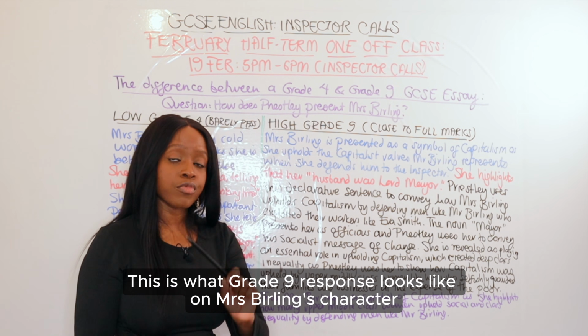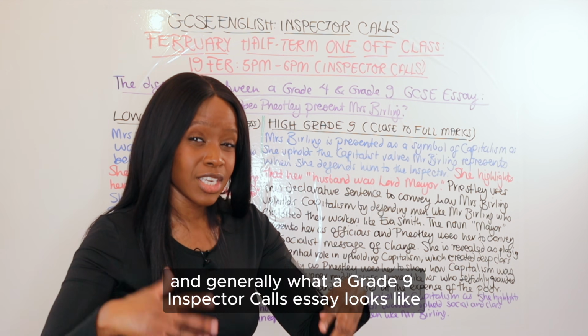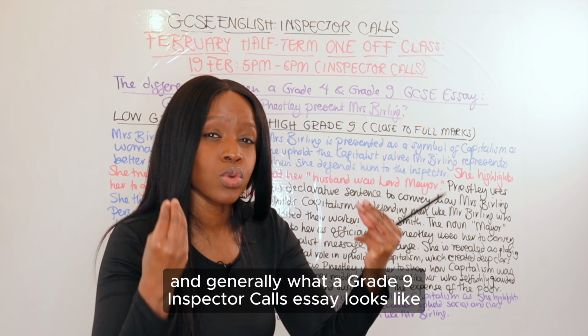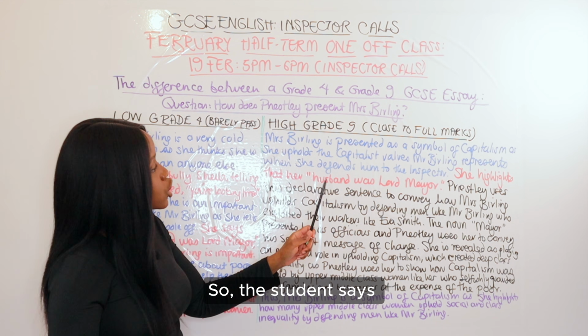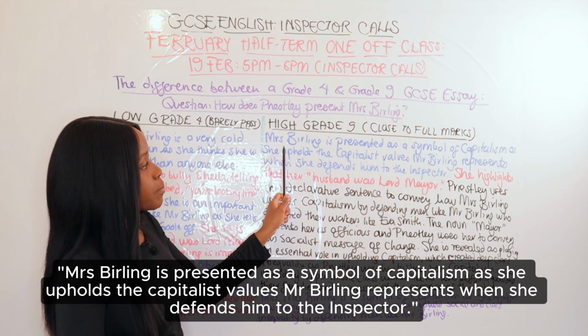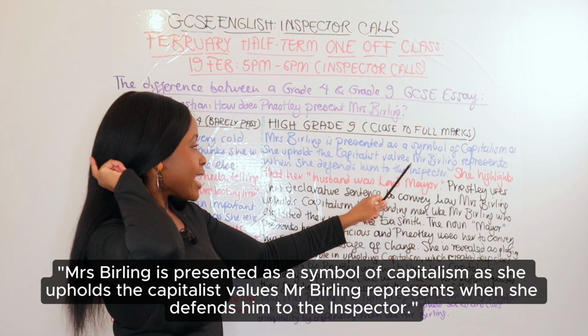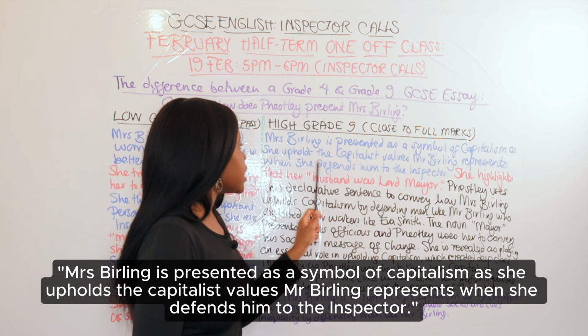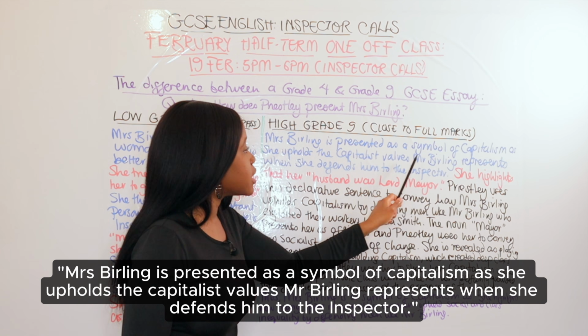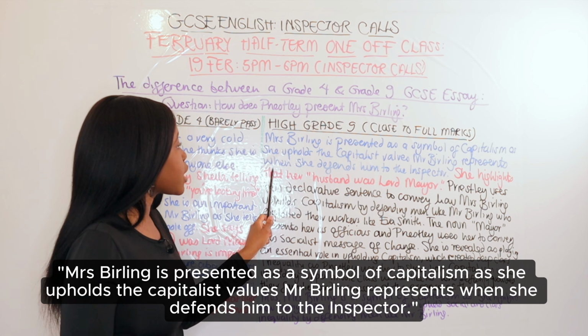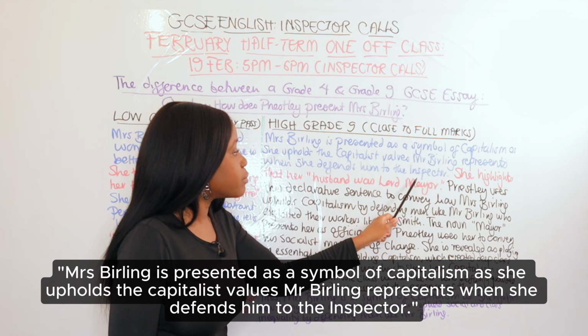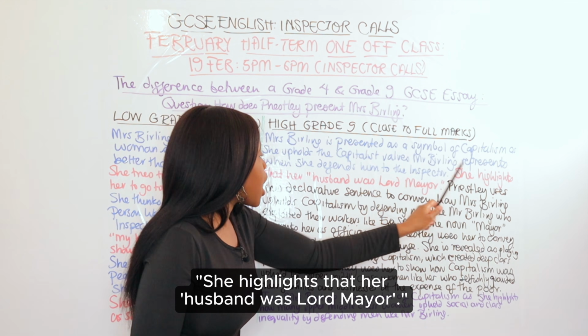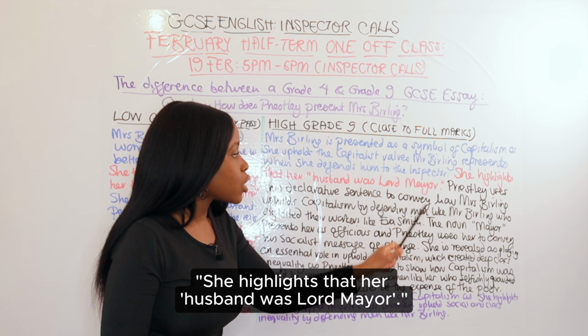So this is what a grade 9 response looks like on Mrs. Birling's character, and generally what a grade 9 An Inspector Calls essay looks like, okay? So the student says, Mrs. Birling is presented as a symbol of capitalism as she upholds the capitalist values Mr. Birling represents when she defends him to the inspector.